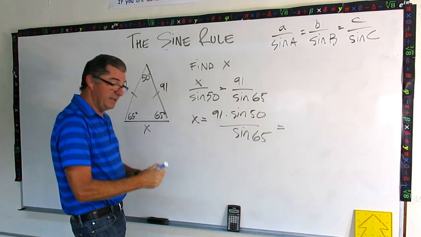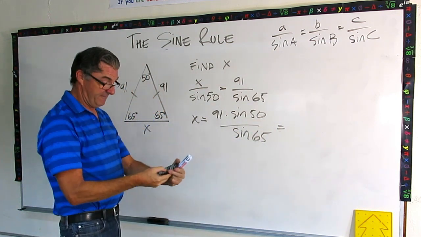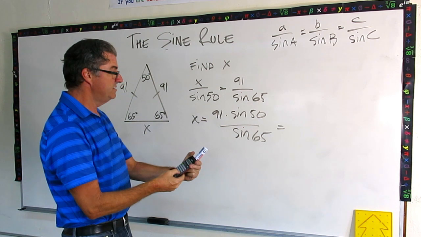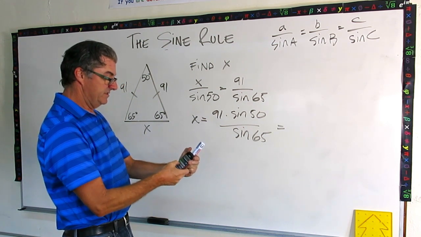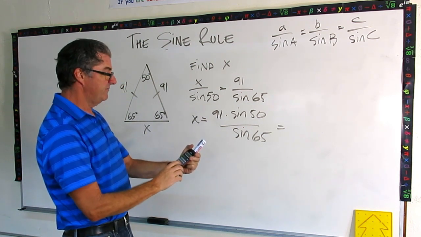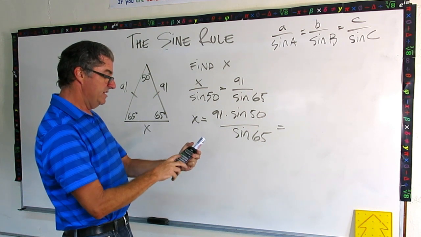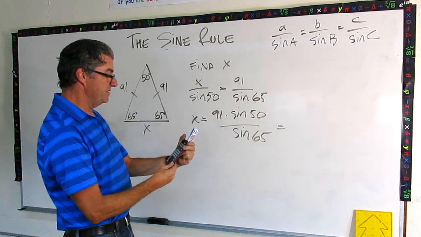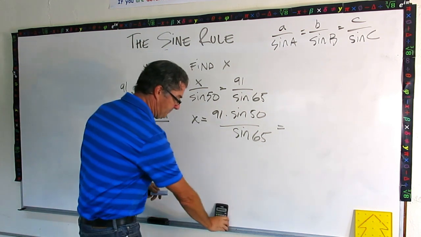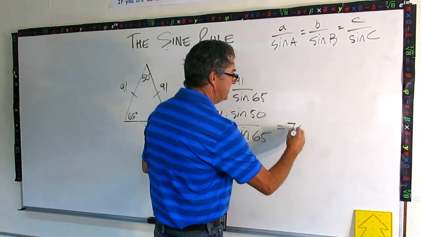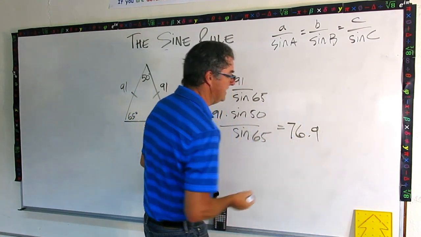Get out my handy-dandy calculator and let's do the math. 91 times sine 50 equals, now divide that result by sine 65, and that gets me 76.9. So that side is 76.9 long.